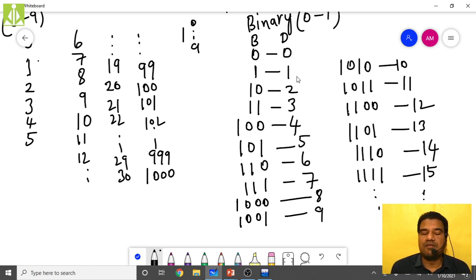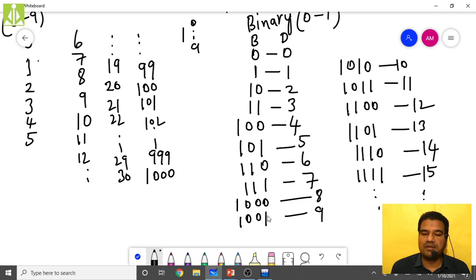Whenever you are running out of the digits, what you have to do is increase the place and start with 0. See here, 0 1. After representing 0 1, I ran out of the digits, so I increased the place and started with 0 again. So 10, 11. Again I ran out of the digits, so I increased the place and started with zeros. Then 000, 001, 010, 011. Again I ran out of the digits, so 1 triple 0.